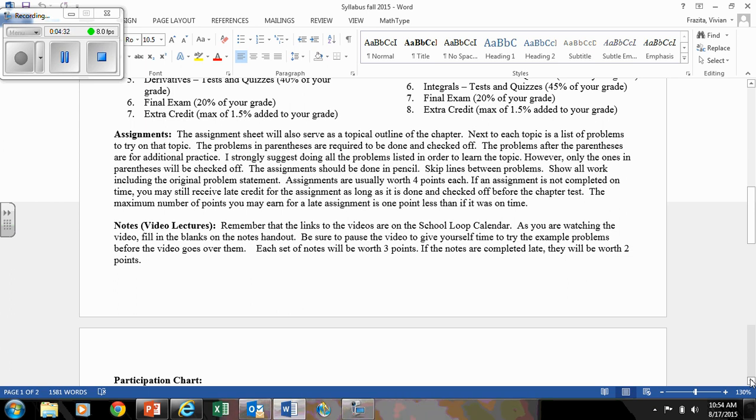Please use pencil for the class. If you really hate pencil and you have to use pen, then invest in some real good erasable pens so that things aren't scribbled out. Okay.